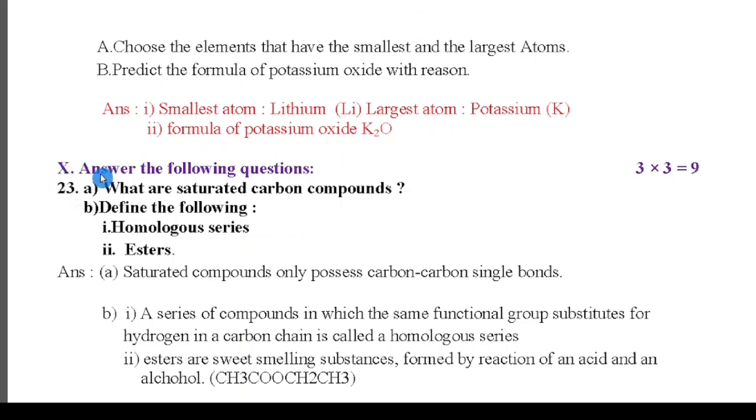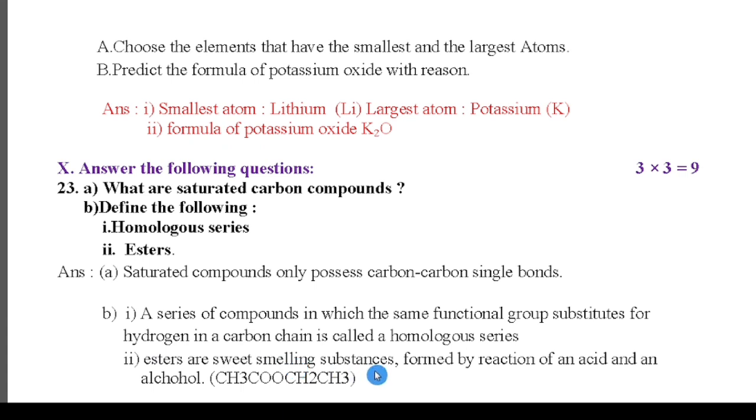10th mark, answer the following question. Question number 23. In this there are 2 questions. What are saturated carbon compounds? Define the following: homologous series and esters. Saturated means they possess only carbon to carbon single bonds. A homologous series is a series of compounds in which the same functional group is substituted for the hydrogen in the carbon chain. The difference between successive members is CH2, and that is called a homologous series.